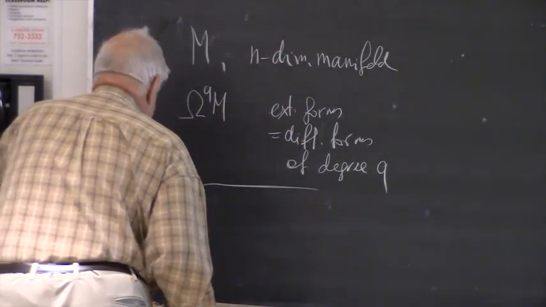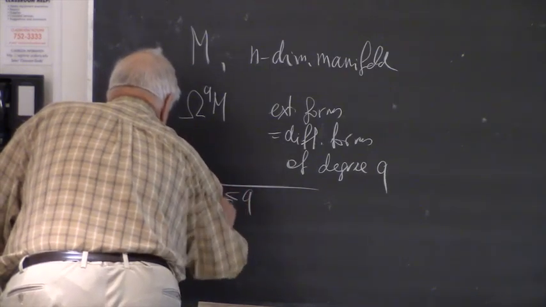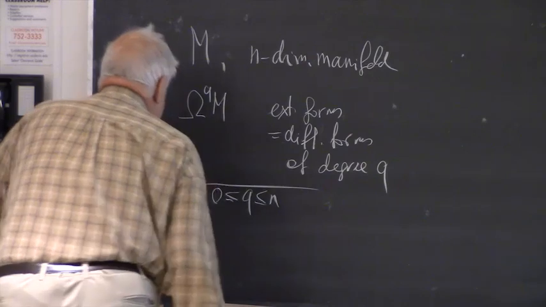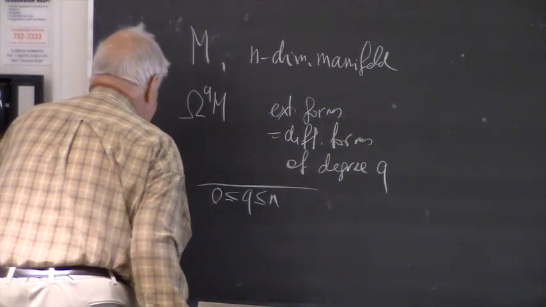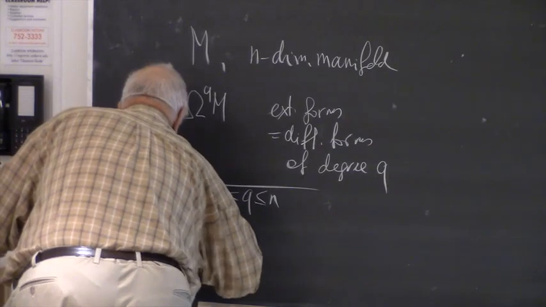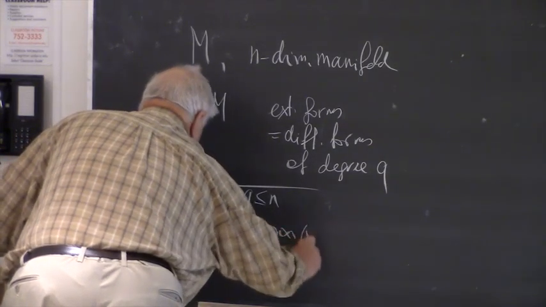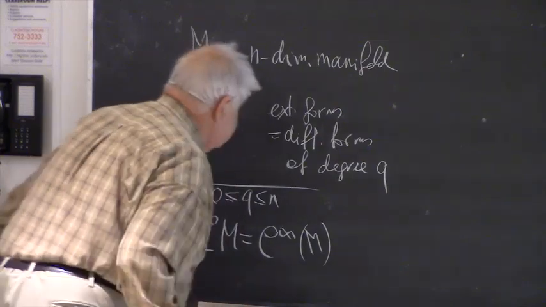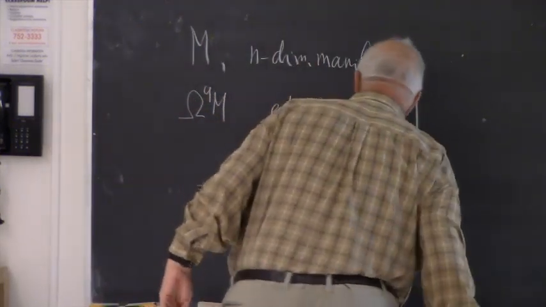What do we know about them? First, q here is between 0 and n. If q is greater than n, I will use this notation for just 0. Then Omega^0(M) is the same as the space of functions, C infinity functions. I never consider other functions.